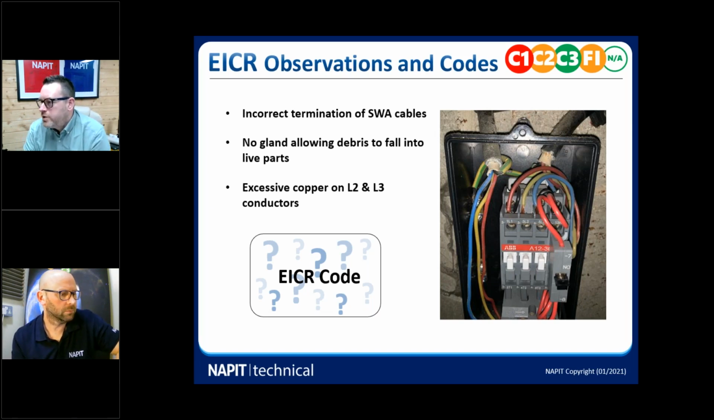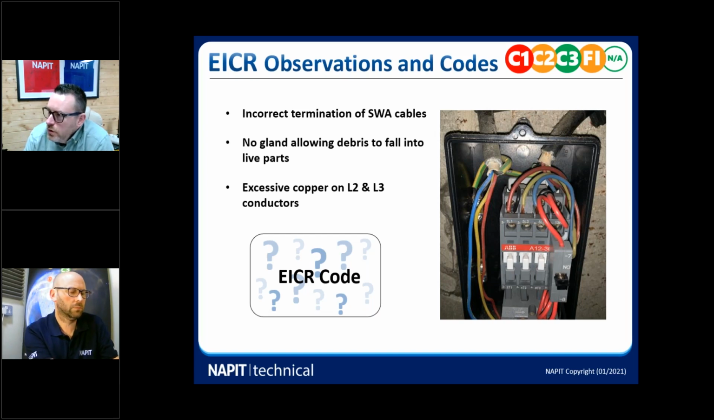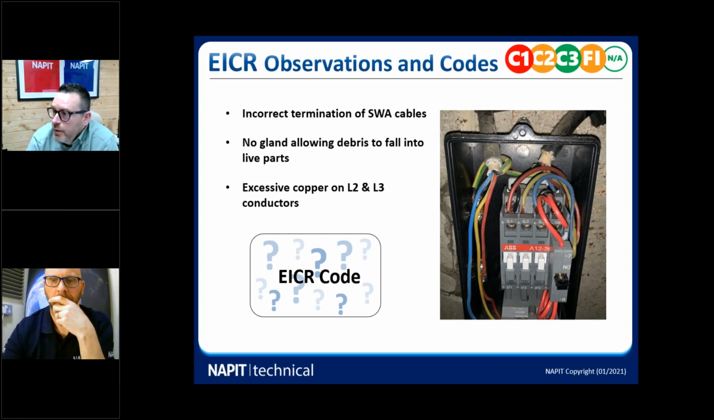This is an industrial unit where somebody has installed armour cables in the top of the contactor, and we have a situation where they have not used steel or armoured glands to terminate the cables, under the impression that we've got separate CPCs, so you don't need to have glands fitted to the cables.